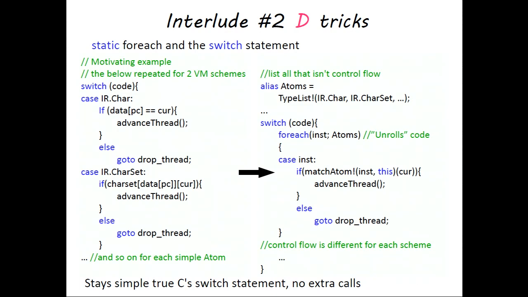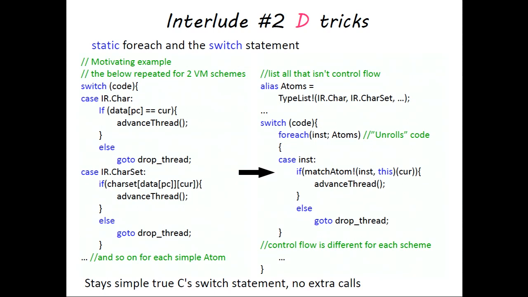Like I said, we are talking about virtual machines, so here's the dispatch loop on the left. Typical crappy code that is usually a switch statement that spans a couple of pages. And we have two switch statements like that, because we have two ways to execute the virtual machine. What to note here is that there is a lot of identical code. Say, if a character equals the one stored in a pattern, then we advance the thread forward. If it doesn't, we fail and we drop the thread. And it happens the same way for both machines, semantically.